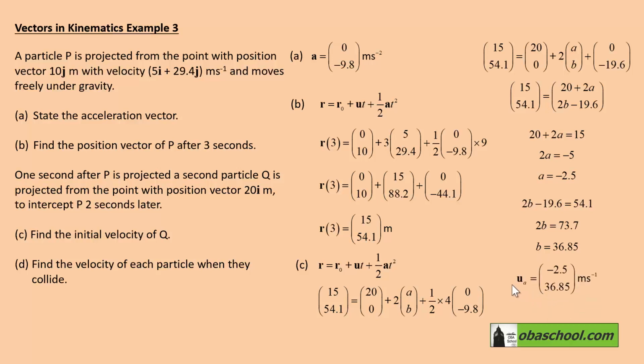So the initial velocity for our second object, Q, is negative 2.5, 36.85.